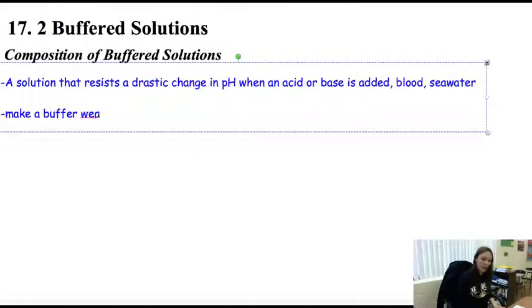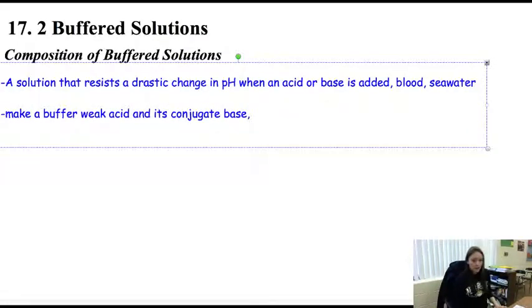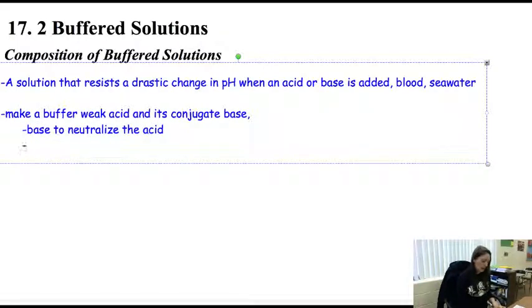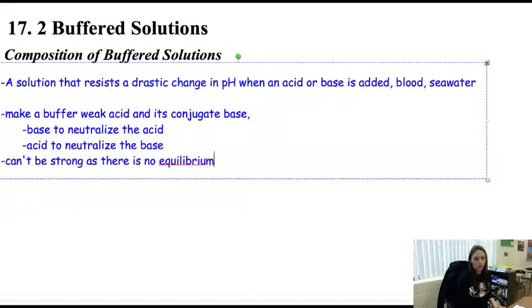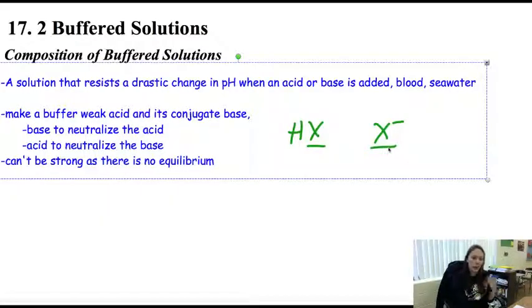Okay, in order to make a buffer, you need to have a weak acid and its conjugate base, because you need the base to neutralize the acid in case you add acid to it, and you need the acid to neutralize any added base. So it can't be a strong acid because you won't have any equilibrium. That's why it has to be a weak one. Because remember, a strong acid or a strong base is going to totally dissociate. So you can't have anything that's going to be strong, which is why you've got to have a weak one. So I've got to have something HX, any weak acid, and then its conjugate base. I need the acid to react with the base that I add, and the base to react with the acid that I might add.